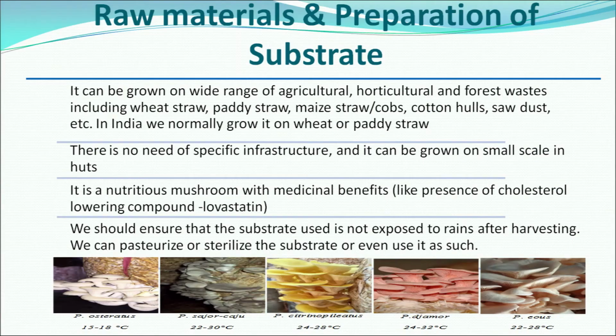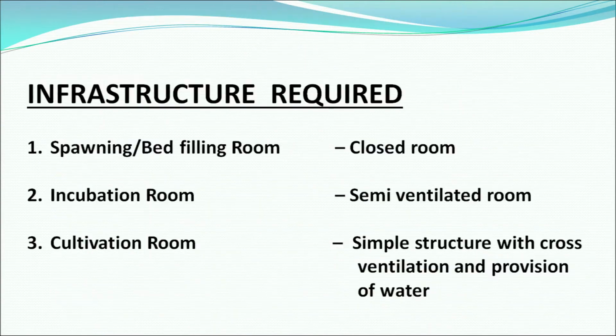Here we can see the different colors of different types of these oyster mushrooms. First is australis, second is sajor-caju, third is citrinopileatus, then djamor, then eous. So, different mushrooms have different colors.